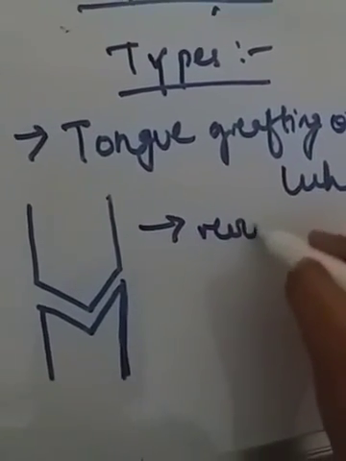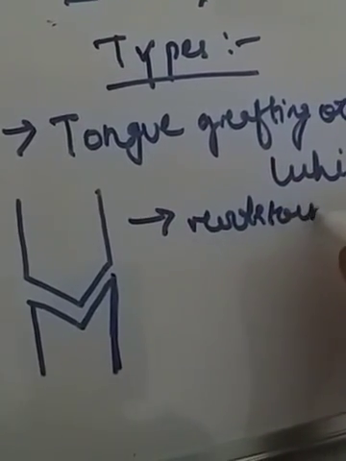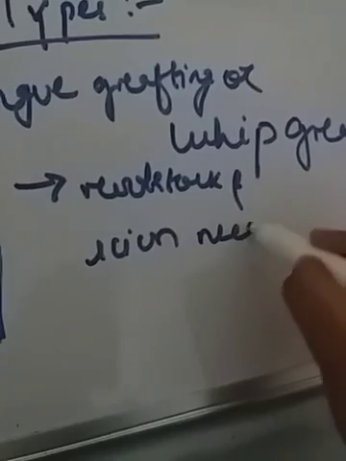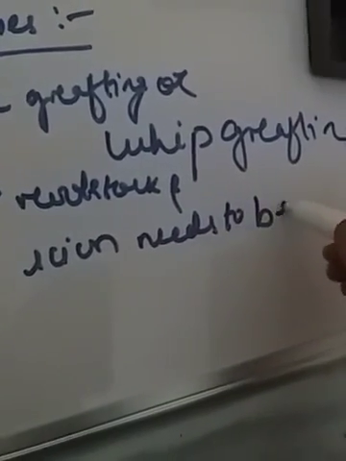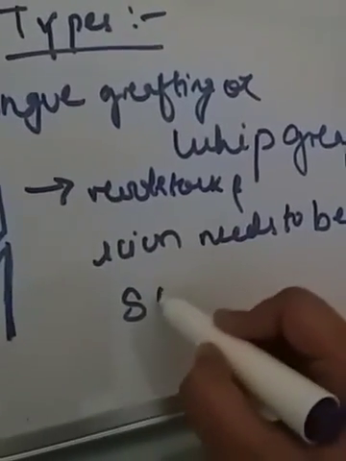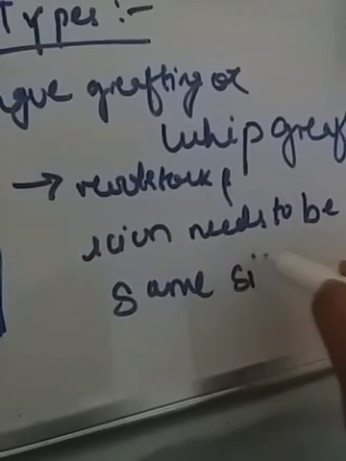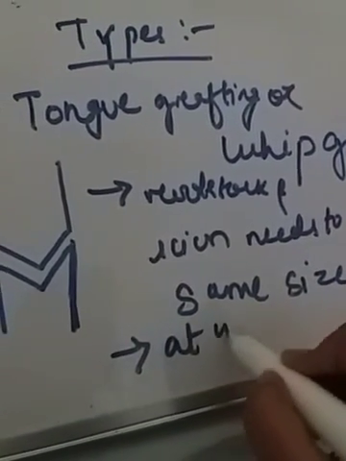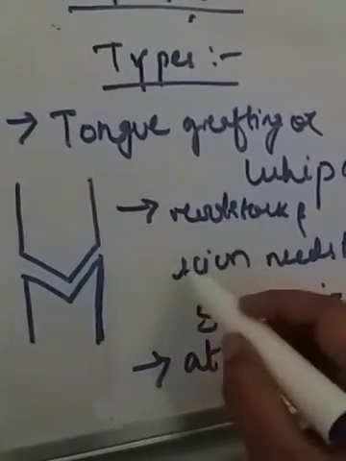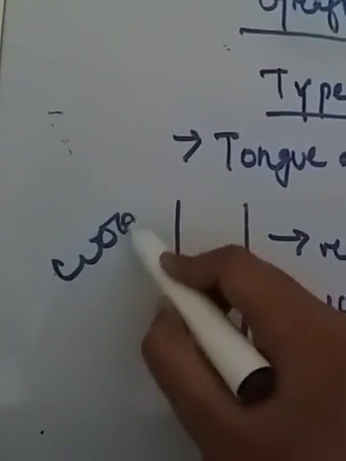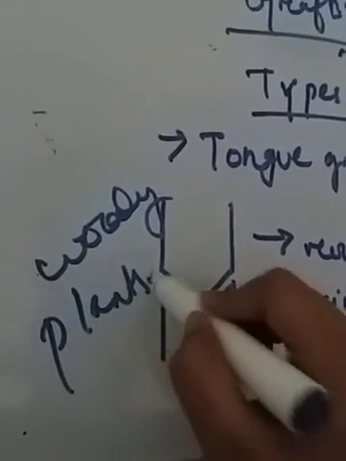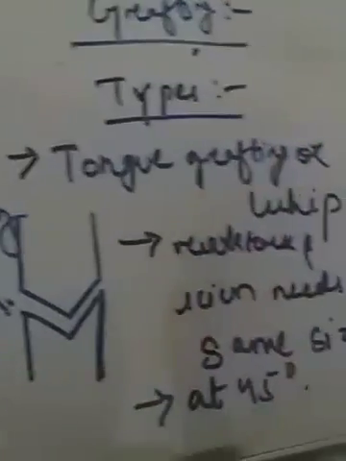The rootstock and scion should be of the same size. The angle should be at 45 degrees, and it works on woody plants. So this is all about tongue and whip grafting.